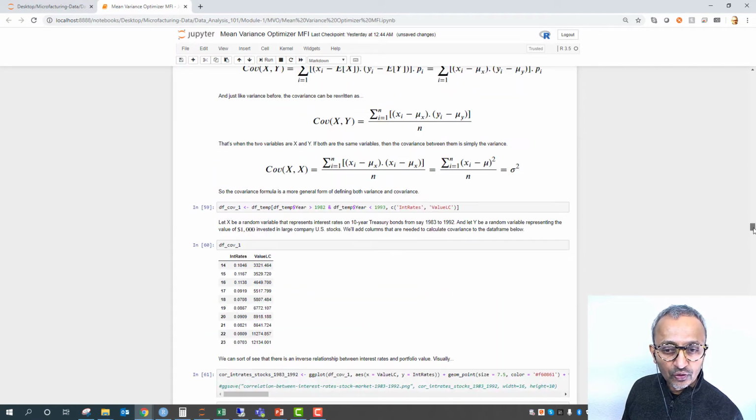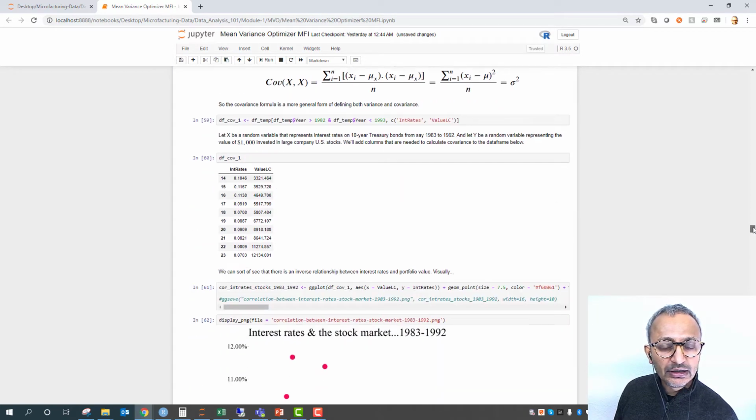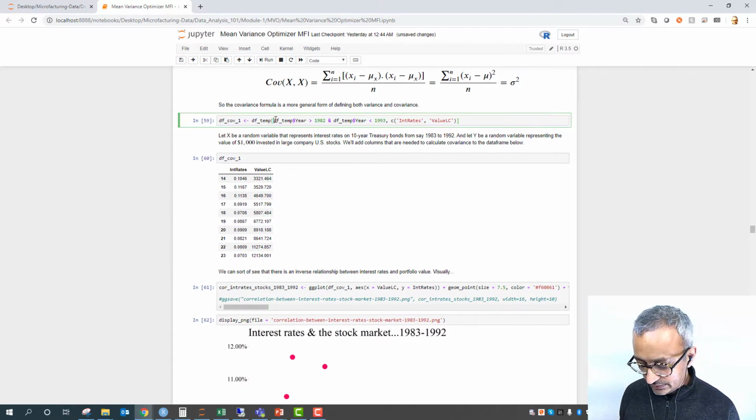So we just described what covariance is, right? And I assume you got a little bit of a sense of what we're trying to do here. Let's split this data set we have between 1982 and 1993, right? And we are going to take the interest rates and the value of our portfolio invested in large US companies, and we're going to create a separate data set here, okay?